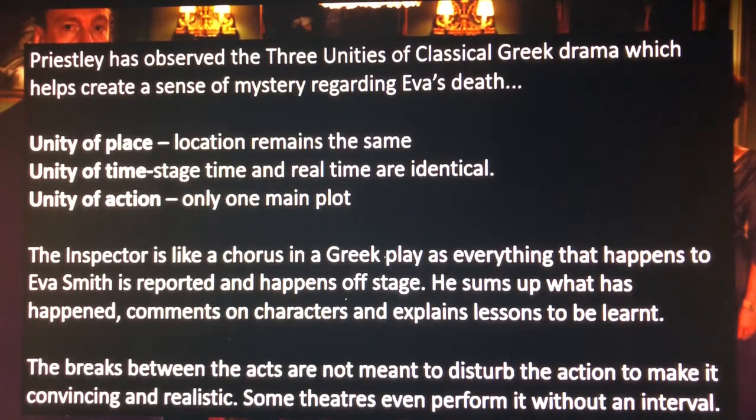And the Inspector is like a chorus in a Greek play, as everything that happens to Eva Smith is reported and happens offstage. He sums up what has happened, comments on the characters and explains the lessons to be learnt for the audience. The breaks between the acts are not meant to disturb the action, to make it convincing and realistic. Some theatres even perform it without an interval at all.